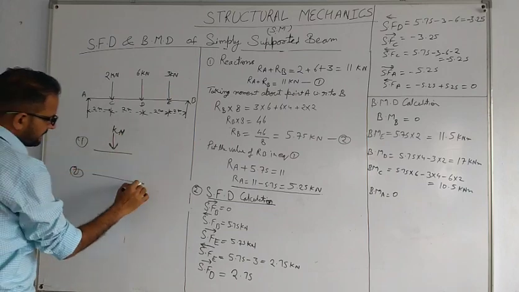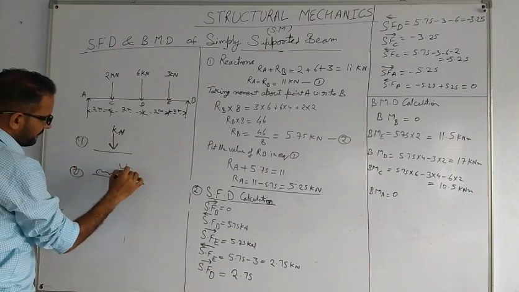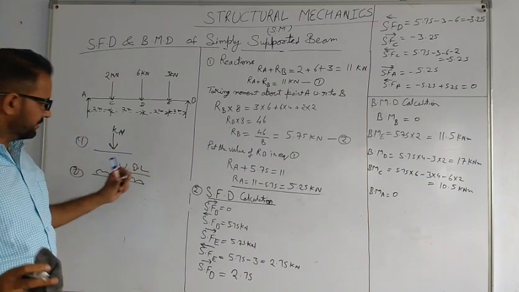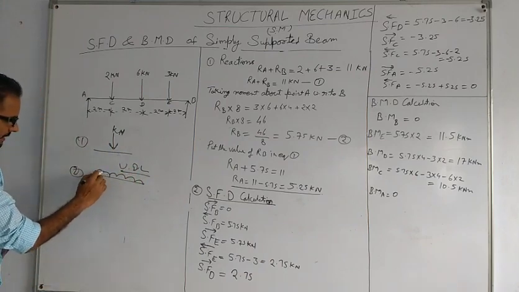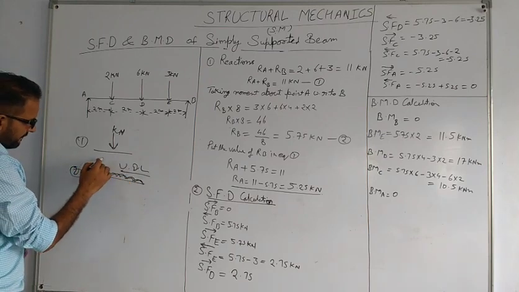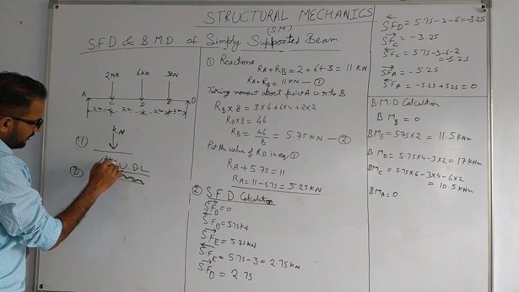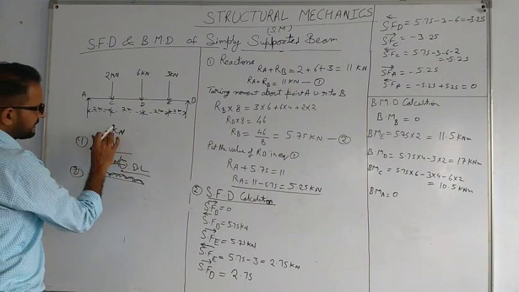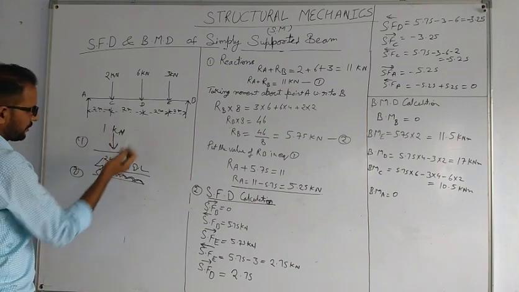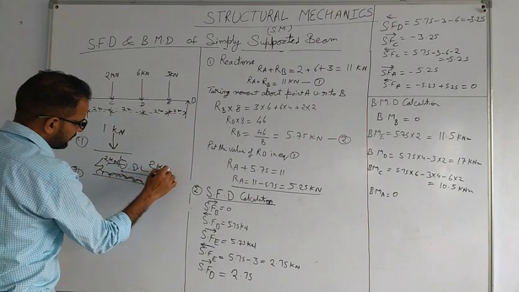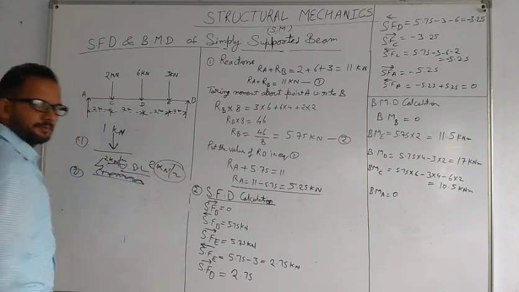The second one is UDL. The full form of UDL is uniformly distributed load, and it's shown in this way. And the unit we will take as 2 kilonewton per meter. We will write it in this way. 2 kilonewton per meter. In point load, we will just write it in kilonewton, like 1 kilonewton or 2 kilonewton. In UDL, we will write 2 kilonewton per meter. The unit is kilonewton per meter, right?